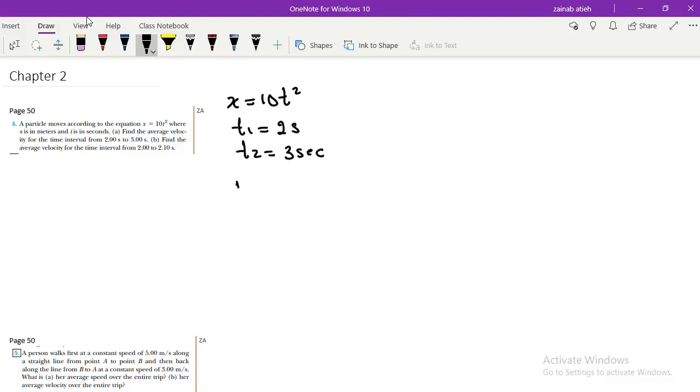By definition, the average velocity is equal to displacement over time. It's delta x over delta t. So it's x2 minus x1 over t2 minus t1. x1 is the position at time t1 and x2 is the position at time t2. So at time t1, let's find x1.